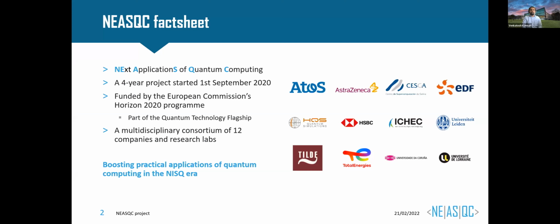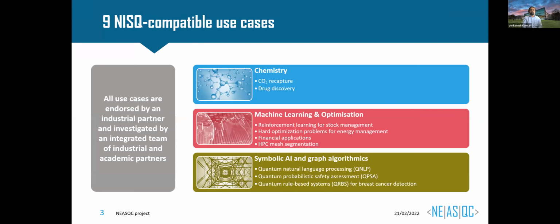The NISQ project itself is a 4-year Quantum Flagship project. It started in September 2020, and the consortium is composed of industry and research partners working in groups across several use cases. Broadly speaking, we have 3 categories of use cases: one around chemistry systems, one around quantum machine learning and optimization problems, and one around AI and graph algorithmics, in which the 4 webinars in February have been organized. So today's webinar is on probabilistic safety assessment being enabled by quantum computing.